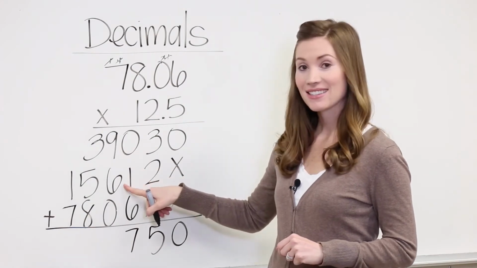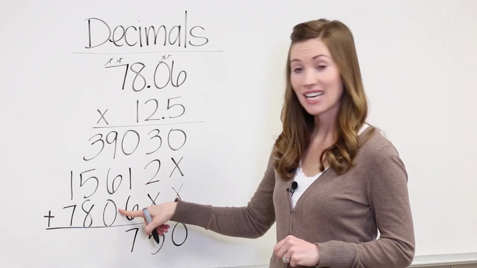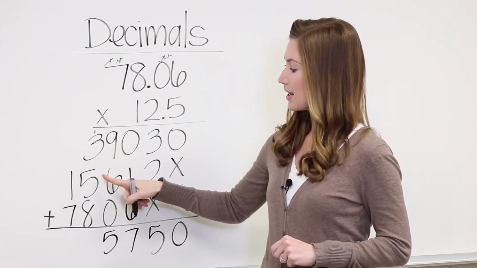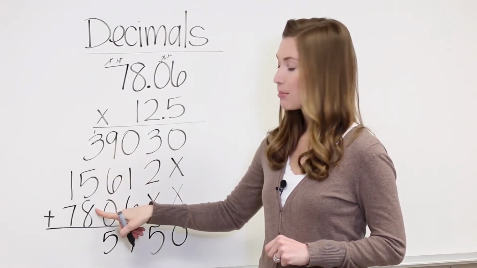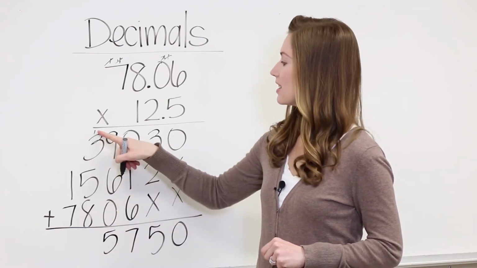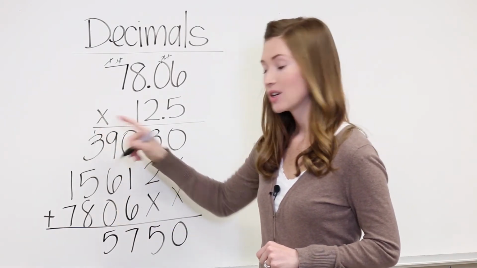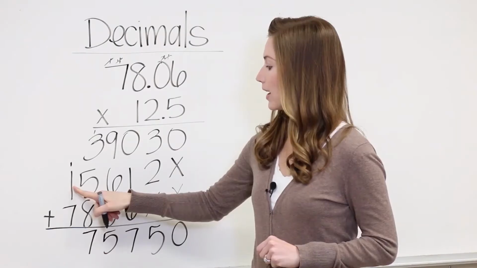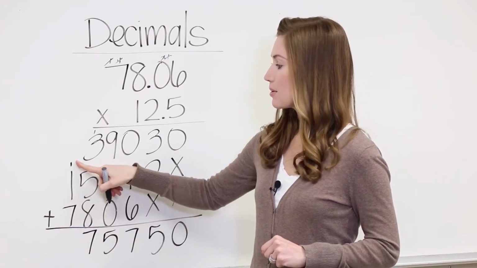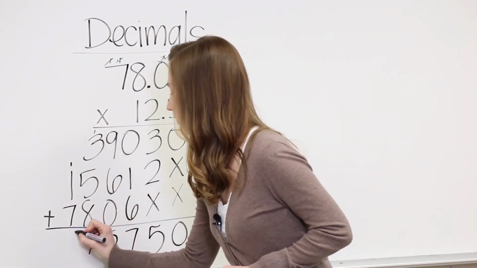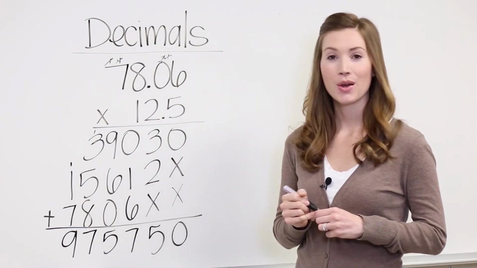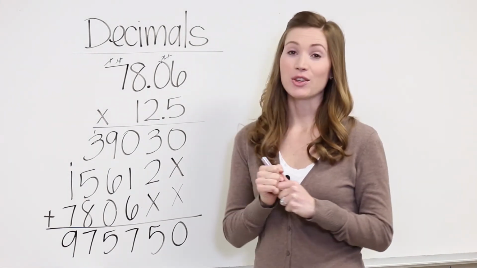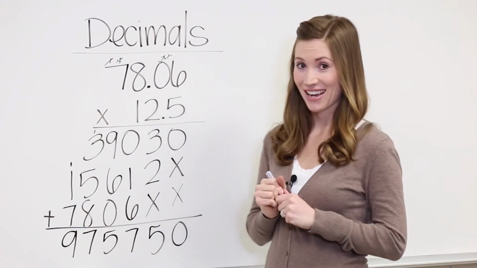9 plus 6 plus 0 is 15. Carry the 1. 3 plus 5 is 8. Plus 8 is 16. Plus 1 is 17. We'll write the 7 and we'll carry the 1. 1 plus 7 is 8. Plus 1 is 9. Now, what's the last thing we need to do? If you said account for the decimals, you're right.